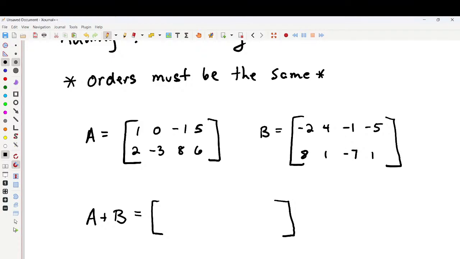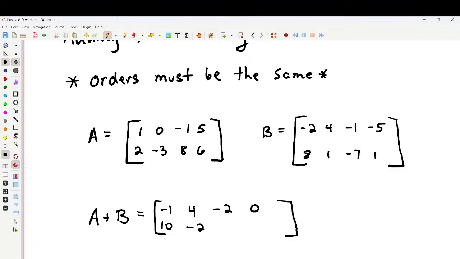To add two matrices, first and foremost, the orders must be the same. And then it's completely positional. We just add the two positions together. So take this, take that, and literally add them together. -1. Take row 1, column 2, take row 1, column 2, 0 plus 4 is 4. This would be -2, this would be 0, this would be 10, -2, 1, and 7.